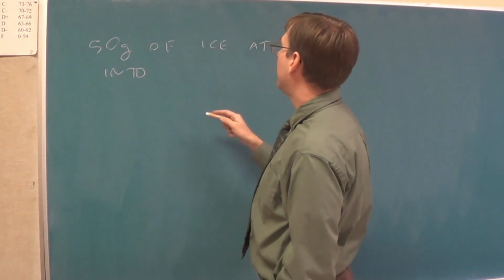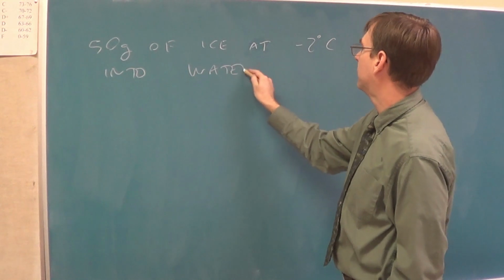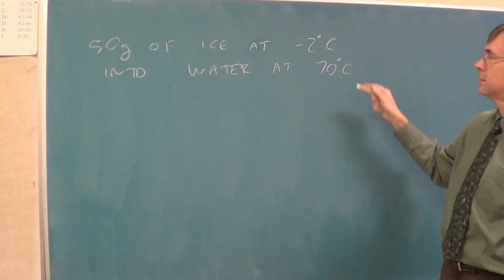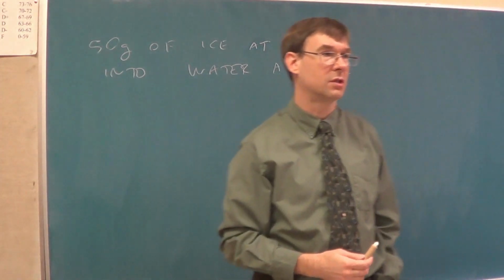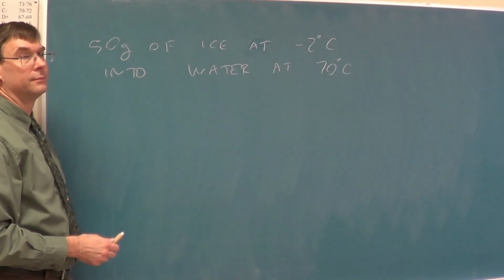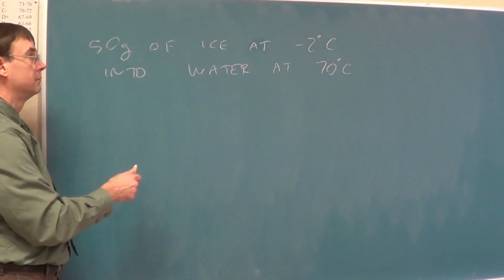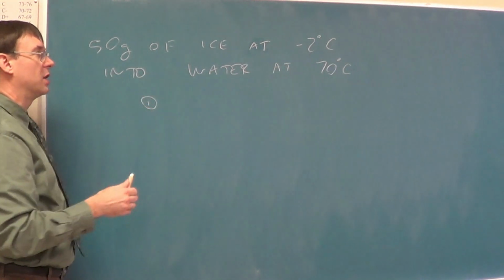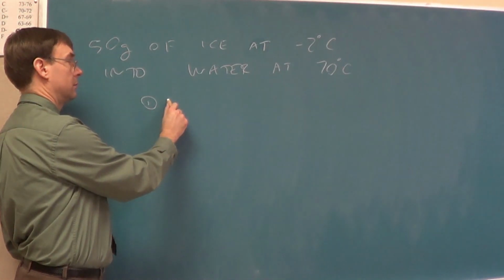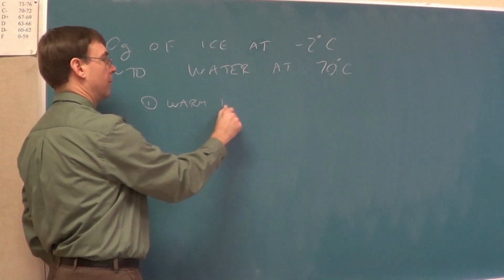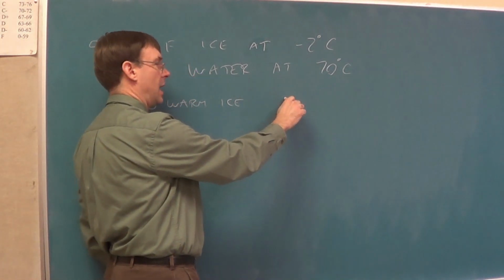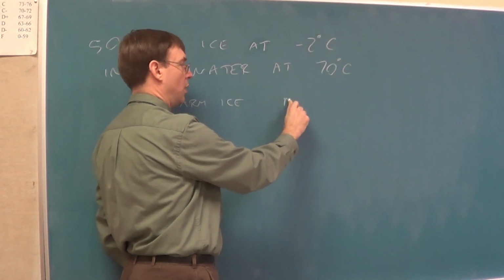We're going to turn that into water at 70 degrees. How many math steps is this going to take us to do this? 3. Just in English, what would be the first little thing that has to happen to this ice? Warm the ice. Is there an equation or no equation for temperature change?